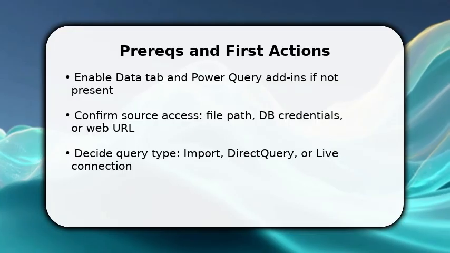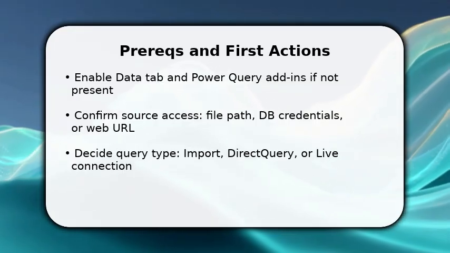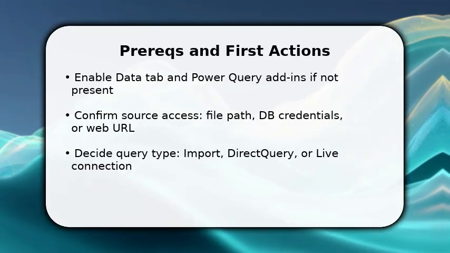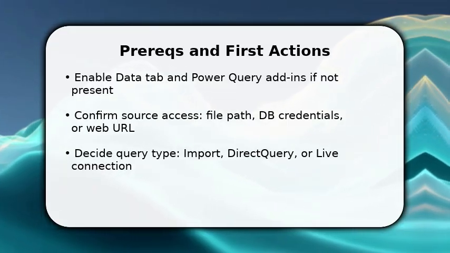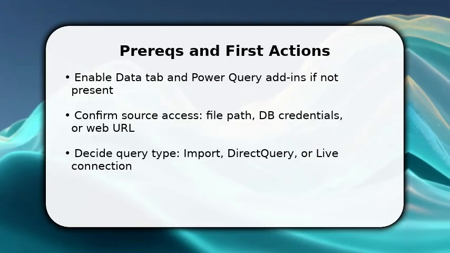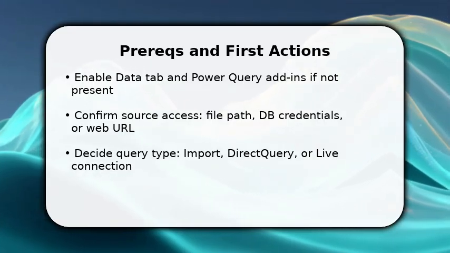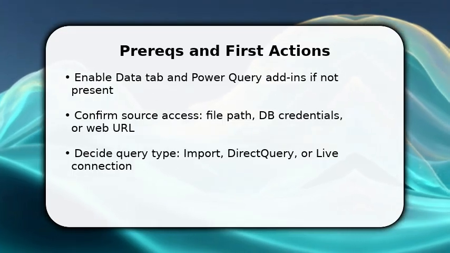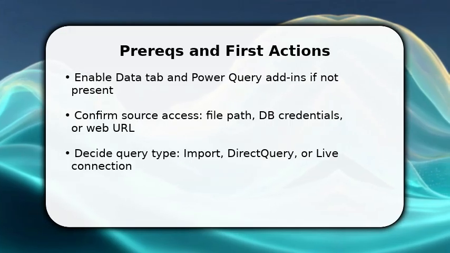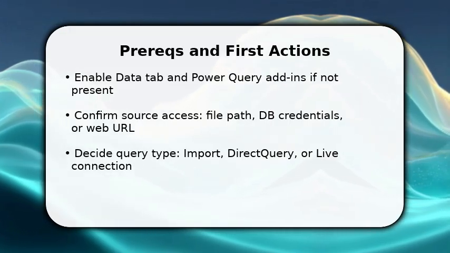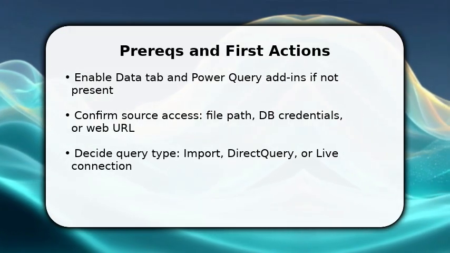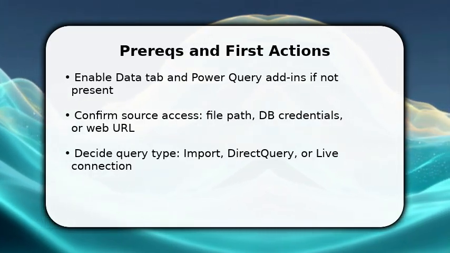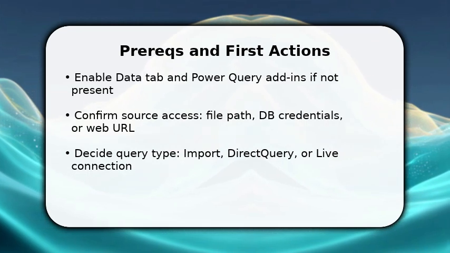You'll start by confirming prerequisites and opening the Data tab. Make sure Power Query is available and you have access credentials to the source. Once done, choose the connection type: File Import for static snapshots, Direct Query for near real-time, or a live connection where supported. Next, click Get Data, pick the source, and supply path or URL. You're initiating the pipeline now. This first action defines refresh behavior and determines how transformations will behave later.